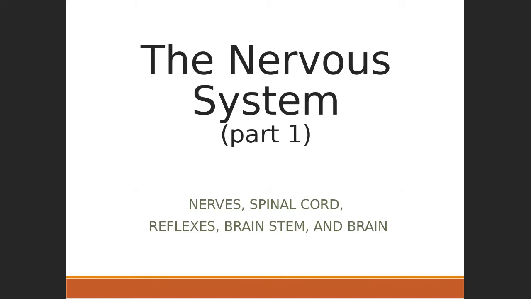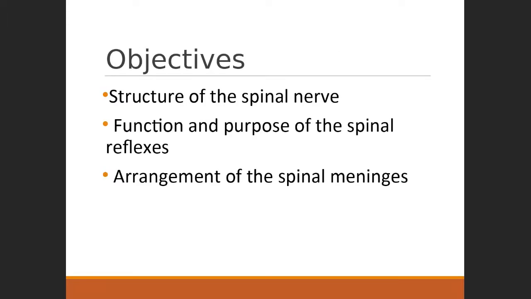If you see on the screen here now, we see this is nervous system part 1. Brainstem and brain will come in nervous system part 2. So here we'll be looking at the structure of the spinal nerve, the function and structure of the spinal cord, as well as the reflexes. And while we're on the spinal cord, we'll start to look at membranous structures that surround the central nervous system called the meninges.